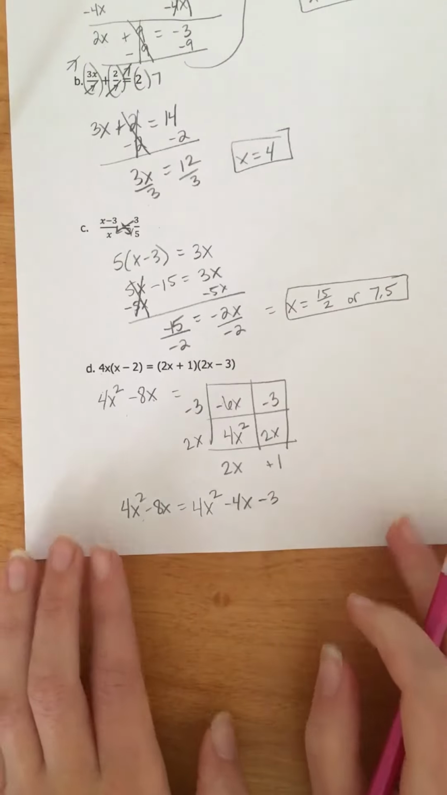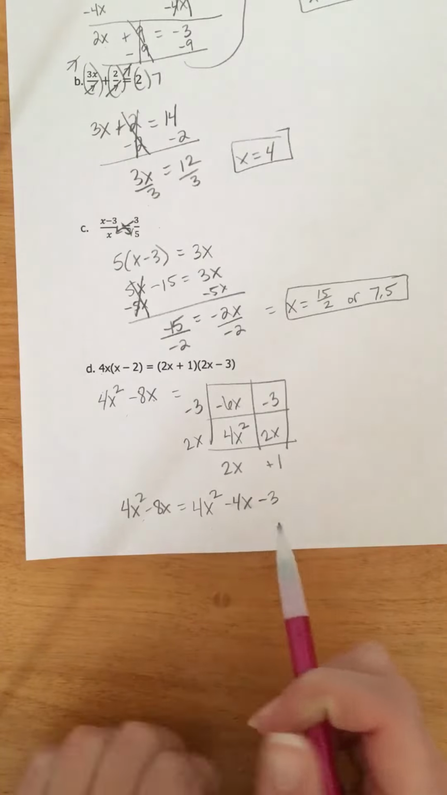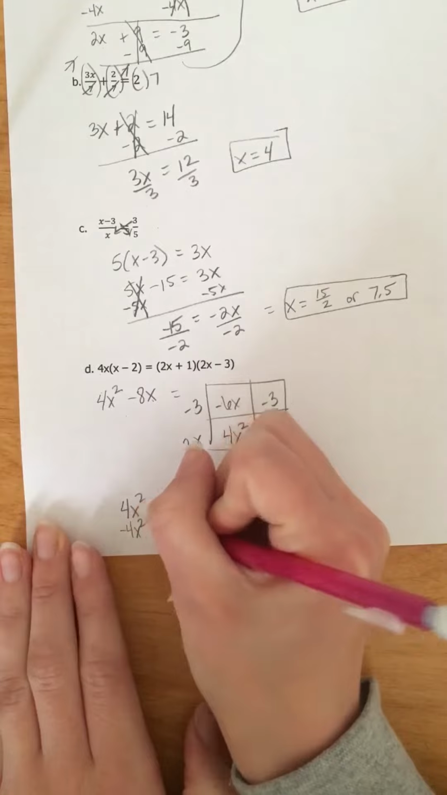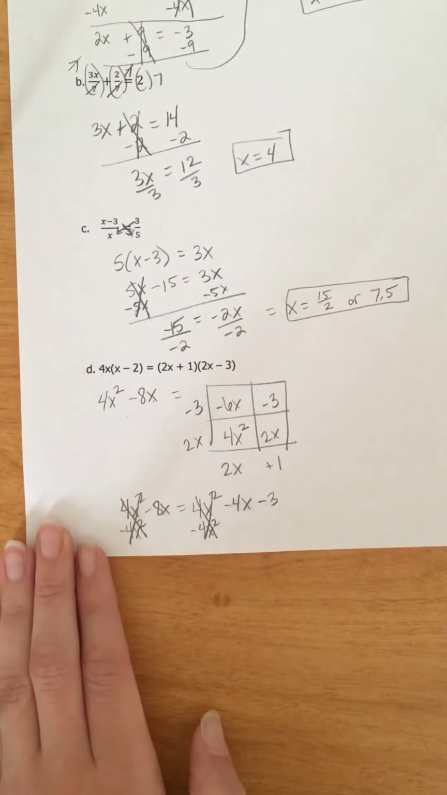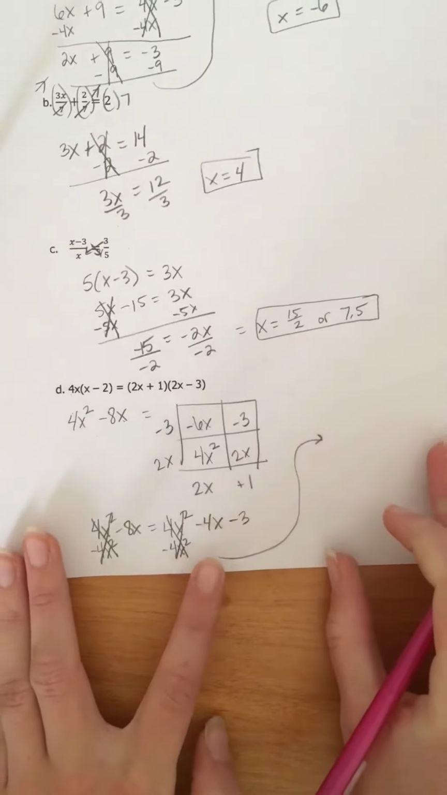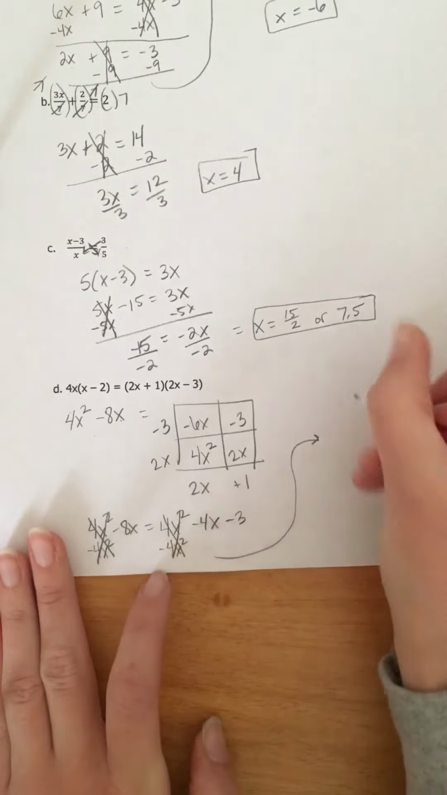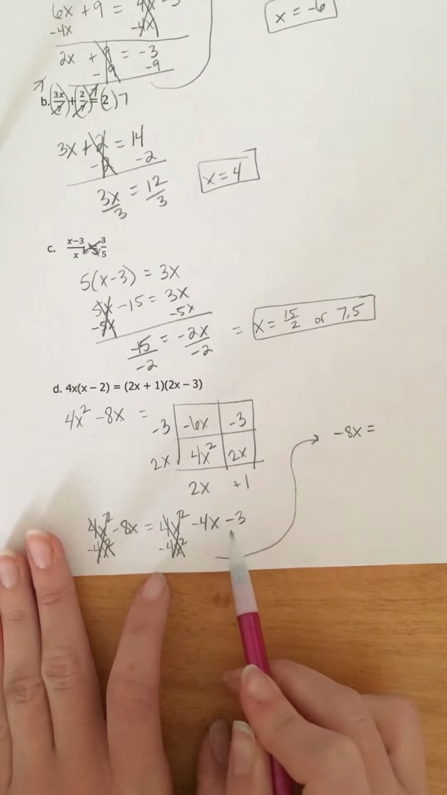Okay, so now we want to get all of our x's on one side, just like before. So notice they both have a 4x squared. If I subtract 4x squared on both sides, they both end up going away. So that's fantastic. Okay, so I'm going to copy all of this stuff over here now. So remaining on the left, we have a minus 8x. Equal sign. Remaining on the right is minus 4x minus 3.